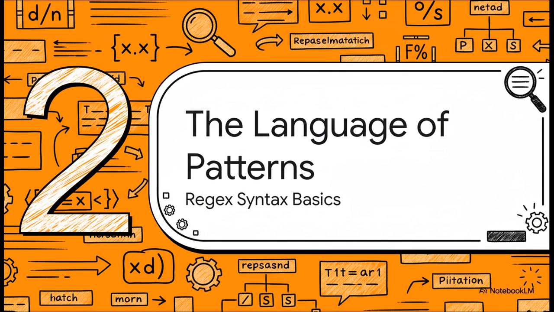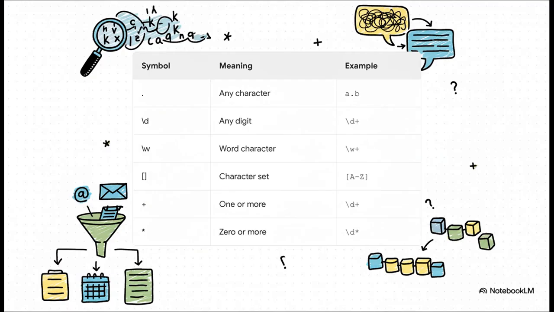To really unlock what you can do, you have to speak the language. So let's look at the basic vocabulary of regex syntax. These special symbols are called metacharacters. A dot, for example, is a wildcard for any single character. \d is for any digit. \w is for any word character, so letters, numbers, and the underscore.